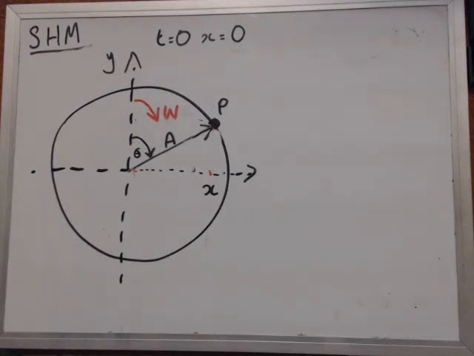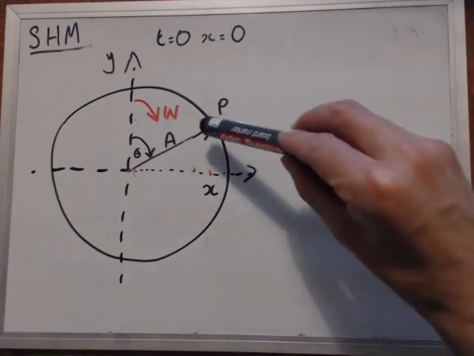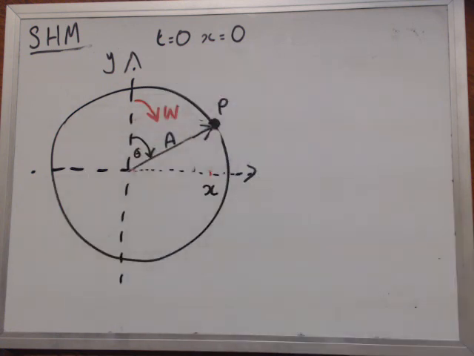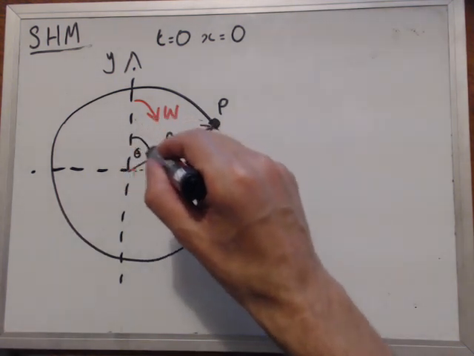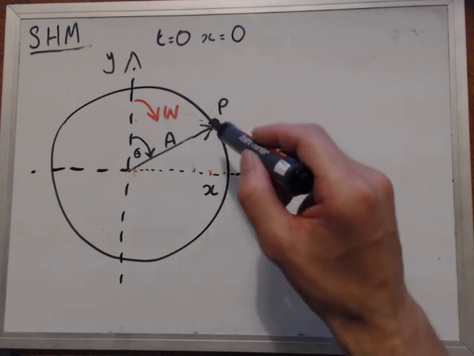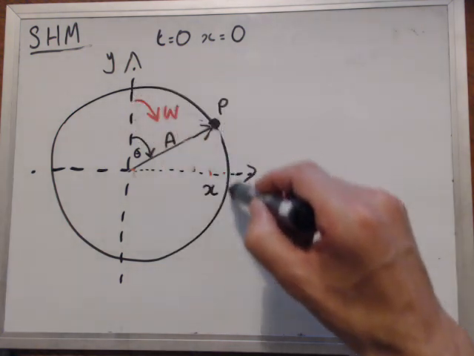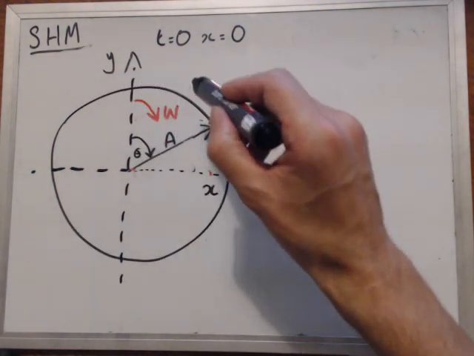Hello, in this video we will look at one way in which some of the equations for simple harmonic motion are constructed. What we're going to do is model the motion of a point P going around a circle with an angular velocity omega and an angle theta. We can start with point P here, and P is going to rotate in that direction.